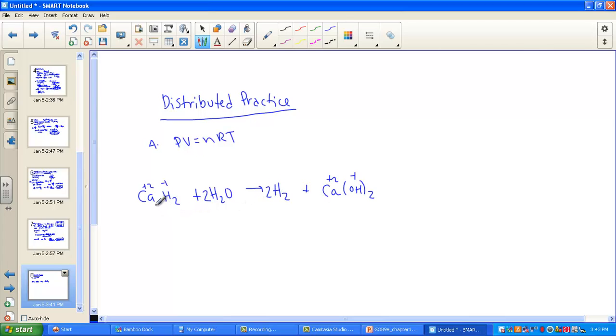How does that look? Check with me. 1 calcium, left and right. 2 oxygens, left and right. The hydrogens, there's 2 plus 4, a total of 6. 4 plus 2 is a total of 6. So there we go. 1, 2, 2, 1, the way that I have it written here.